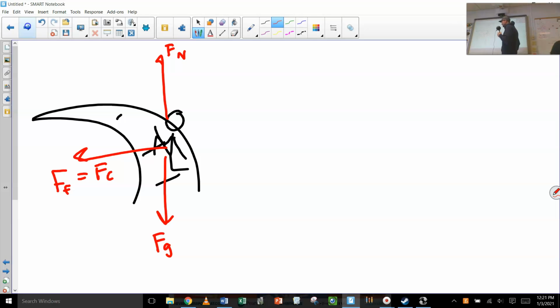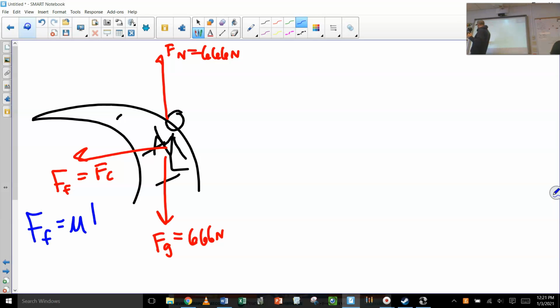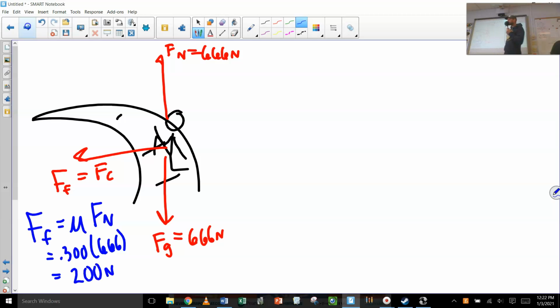So I think that we know some of these forces. It tells me in the problem that I'm 68 kilograms. So if I take 68 times 9.8, I get 666 newtons. And that's what my normal force is also. And then to find the force of friction, it's equal to the coefficient times the normal force. And in the problem, they tell you that the coefficient of friction is 0.3. So now you can figure out the force of friction, and it's 200 newtons. I'm just going to keep it in my brain that this carries with it 3 significant figures.